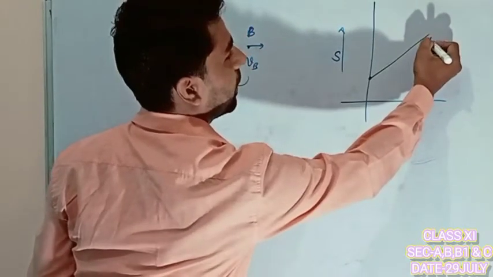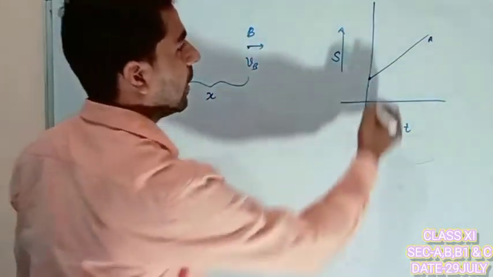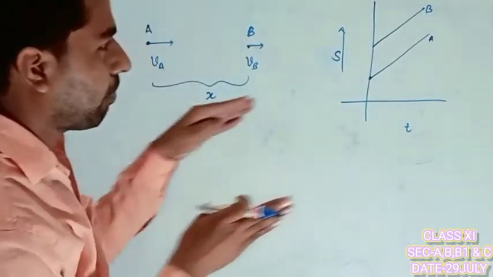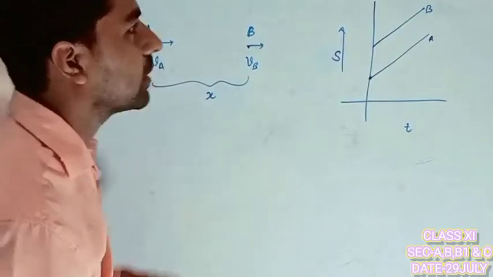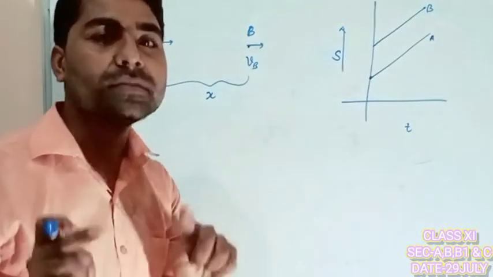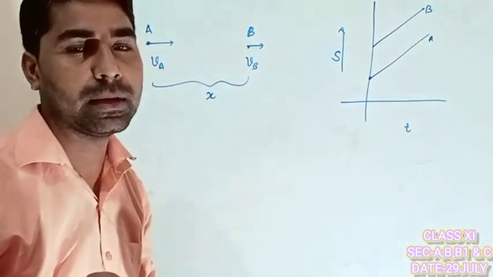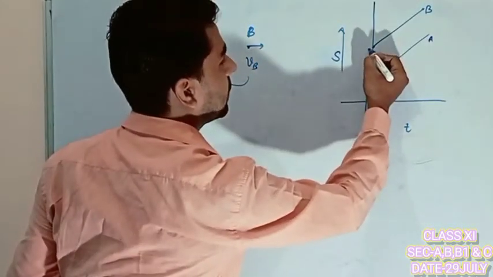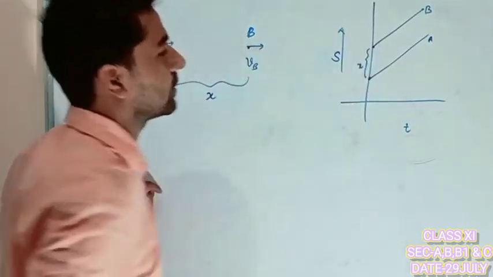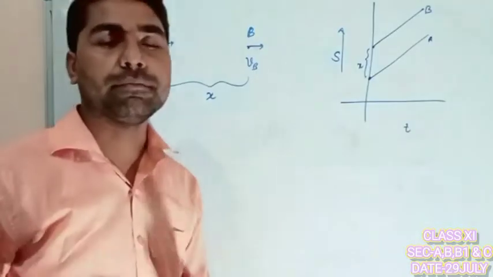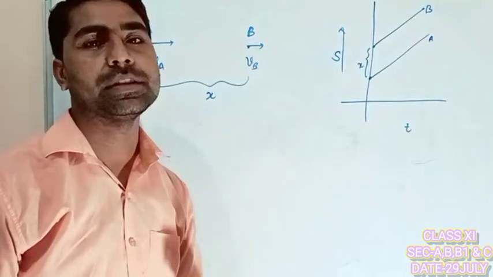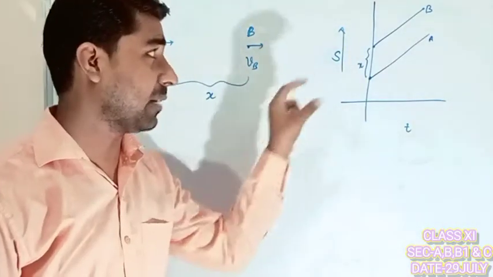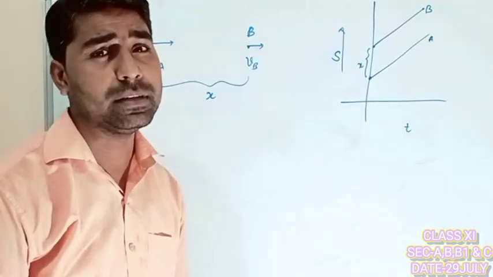Suppose this is for A, and again this is for B. They are parallel. The graph is parallel. It means they have the same velocity, equal velocities. But the gap, the difference, is shown here as X. It means if two objects are moving in the same direction with the same velocity, their graphs will be parallel and the difference will be 0.